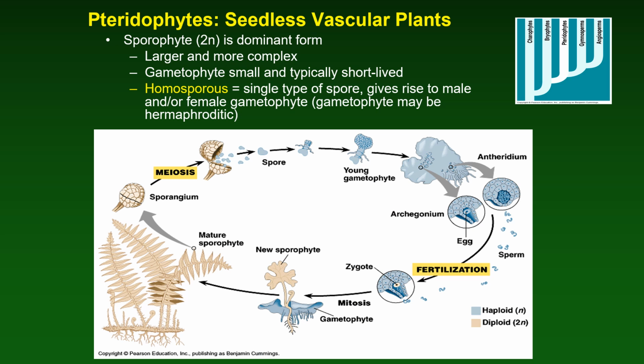Interestingly, the gametophyte is usually heart-shaped, and it's usually only about 1 centimeter or so in size. So you would literally have to get down on your hands and knees with a magnifying glass and kind of pick through the dirt to find these things.